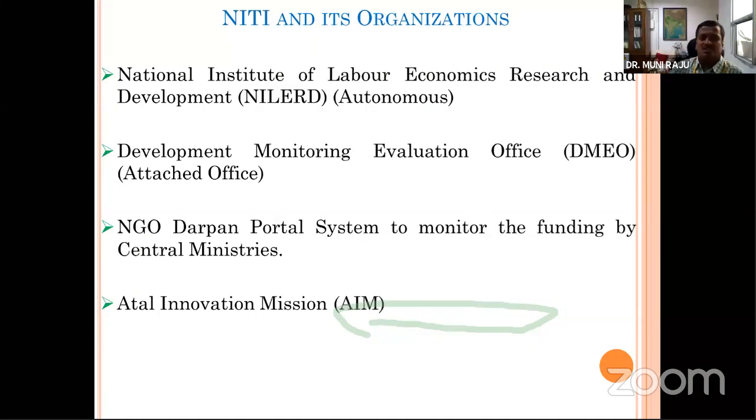Niti and its organizations. Under Niti Aayog, we have the National Institute for Labor Economic Research and Development, NILERD, as it is called. It's an autonomous body, and that organization mainly focuses on labor economic research activities. We also have a Development Monitoring and Evaluation Office that takes care of the monitoring and evaluation activities in Niti Aayog. And we have an NGO Darpan portal system that monitors the funding by central ministries. We capture the NGOs getting grants from different ministries. We assess them, we capture their data, and we capture the best practices being carried out by these NGOs.